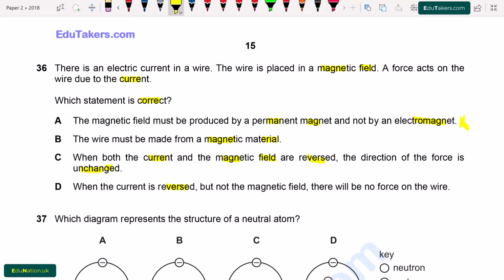So from here, option C is correct, which shows that when the current and magnetic field, both of these are reversed, then the direction of force is unchanged. If we change only current or only magnetic field, then the direction of force will be changed. So option C is correct.